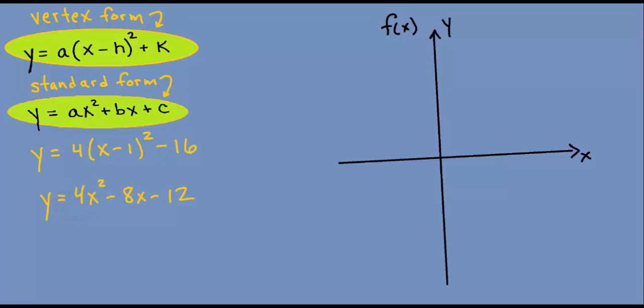We also found that the standard form is nice for telling you the y-intercept of a quadratic. In this case, it's -12. It's that c value hanging off the end.